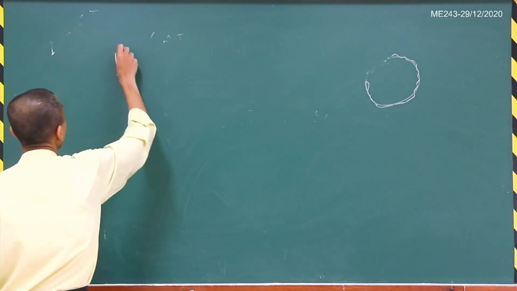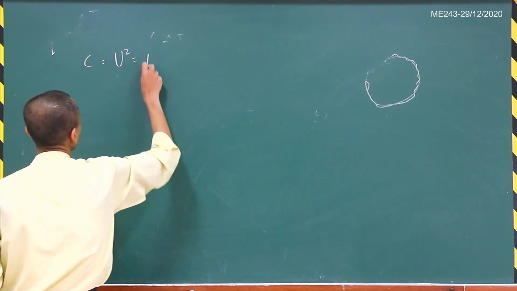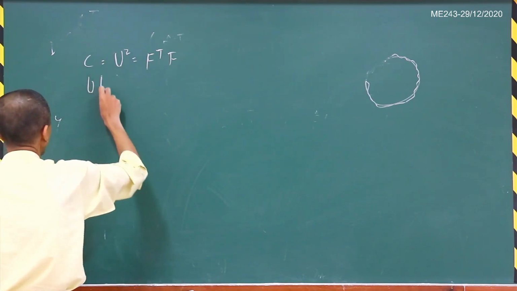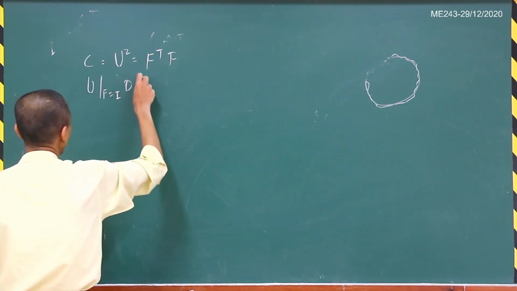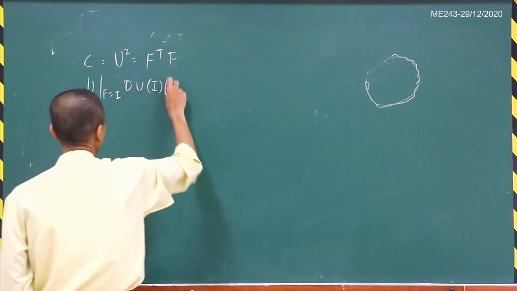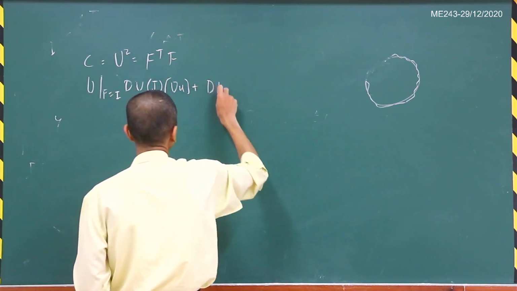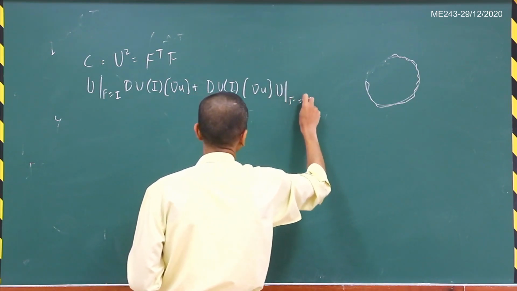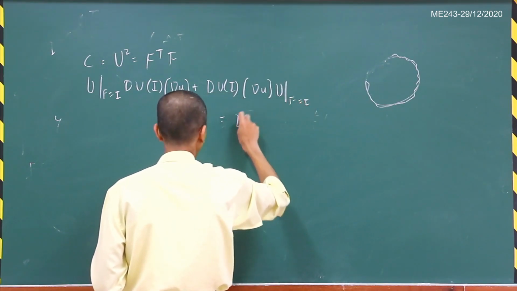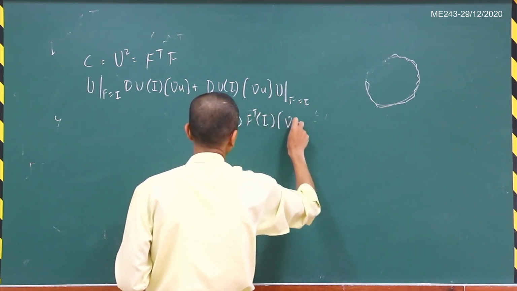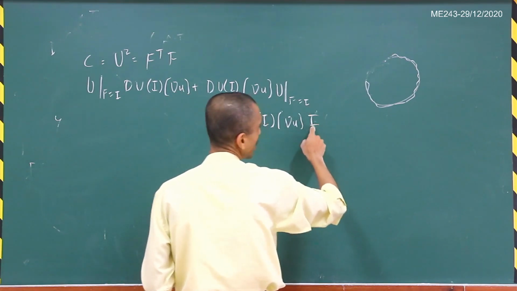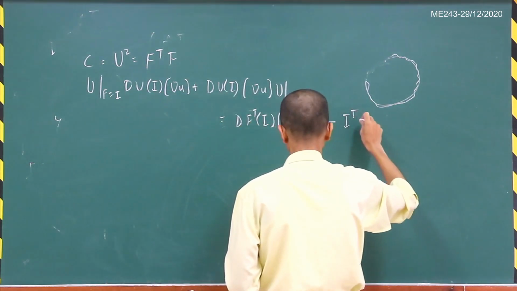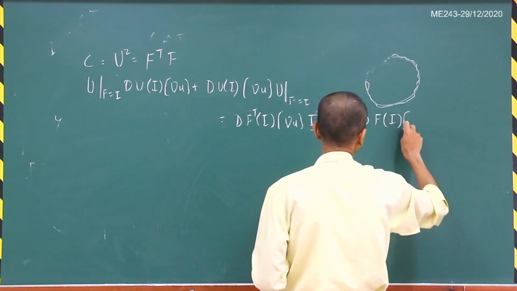So we know that C = U² = FᵀF. If I now take the derivative of this, then D of U evaluated at F = I, in the direction of ∇u, times U evaluated at F = I, plus D of U evaluated at I in the direction of ∇u times U evaluated at F = I, is equal to D of Fᵀ at I in the direction ∇u times F evaluated at identity, which is just identity, plus identity transpose times D of F evaluated at I in the direction ∇u.